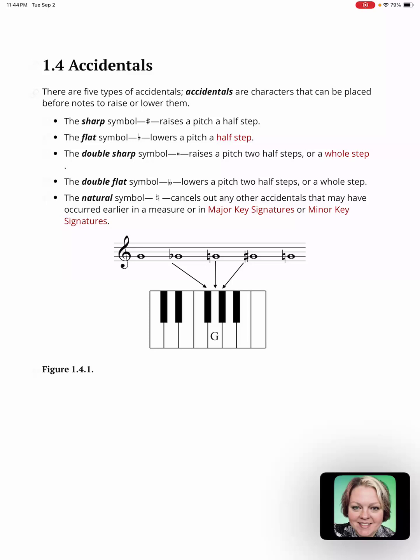The first one at the top says sharp symbol, and then there's the actual symbol there. It kind of looks like a hashtag or tic-tac-toe sign. That's what a sharp symbol looks like. That raises a pitch a half step. Now, one of the built-in problems of this book is you're reading that and you're like, well, what in the world is a half step? It's not terribly helpful if you don't know what that is. Oddly enough, they explain what that is, but not until chapter 2. So somehow that got a little wonky.